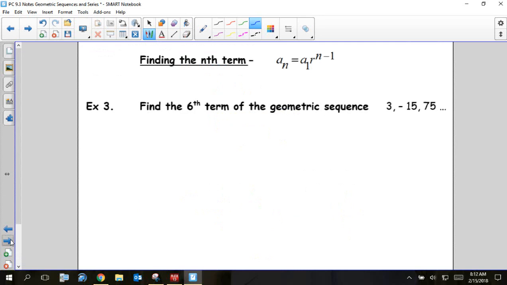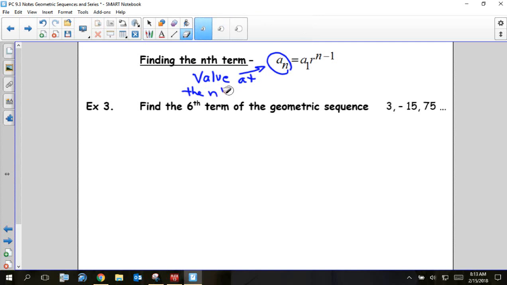Example 3, finding the nth term. They give you a formula. This is a formula that is similar to finding the nth term for arithmetic. The formula is totally different, but it's the same concept. So finding the nth term, this right here is the value at the nth term.